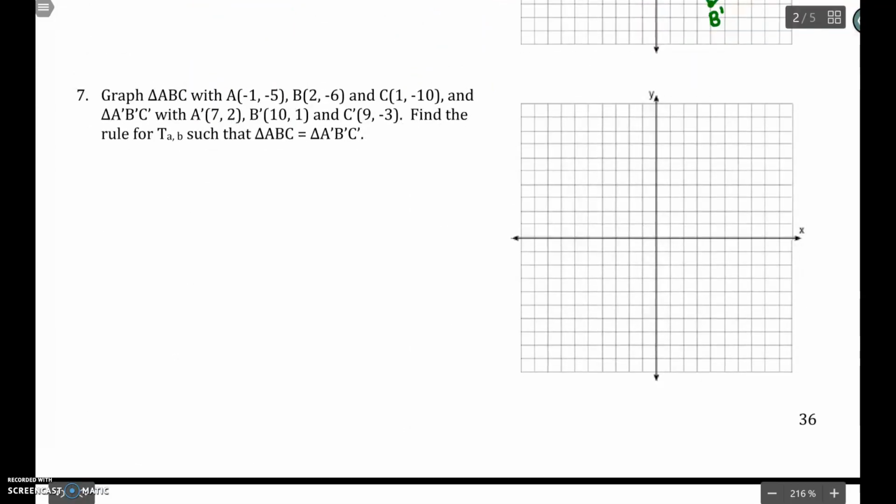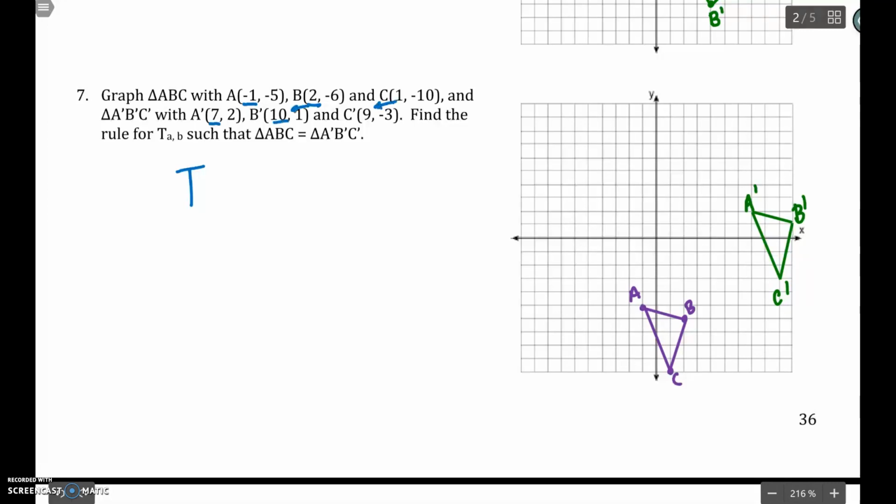Okay, next one. We could graph these. I'm going to do that. And we can look to see how it shifted on the coordinate plane, or we can look at our values for our points and see what is being added to your x values and what is being added to your y values. So if you look from the x values, negative 1 to 7, you'd have to add 8. Same thing here, 2 to 10, you'd have to add 8.